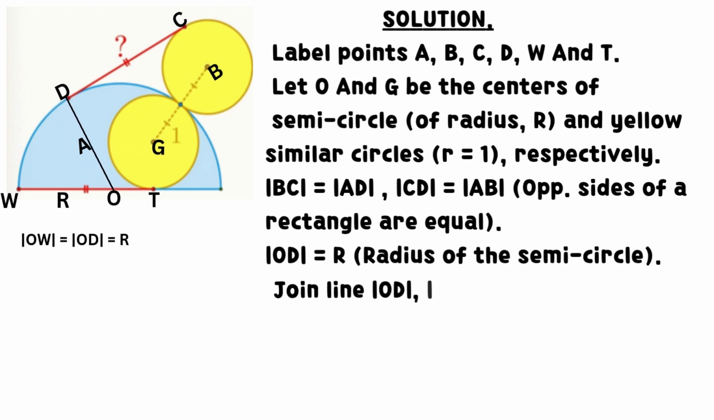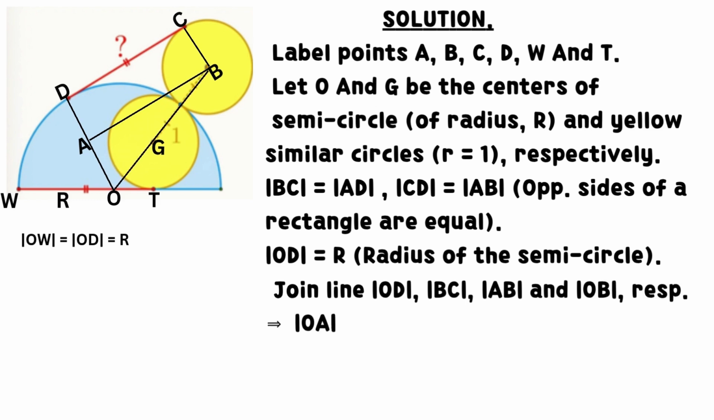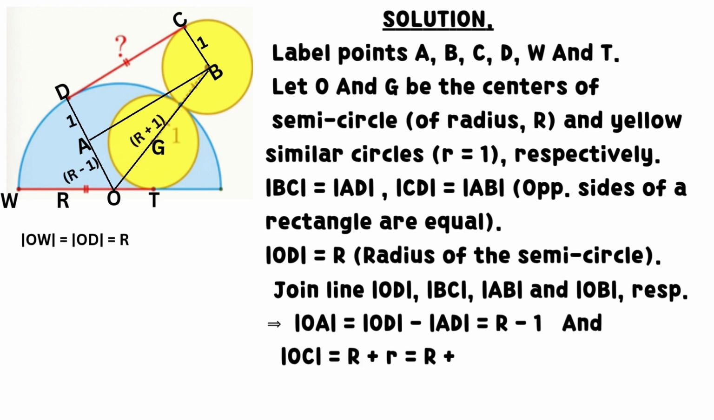Join line OD, line BC, line AB and line OB, respectively. This implies that line OA equals line OD minus line AD, which equals R minus 1. And line OC equals large R plus small r, which equals large R plus 1.